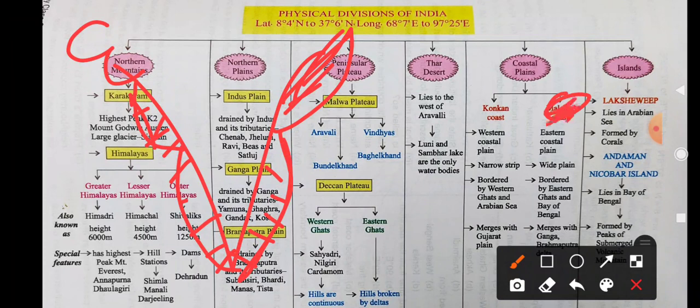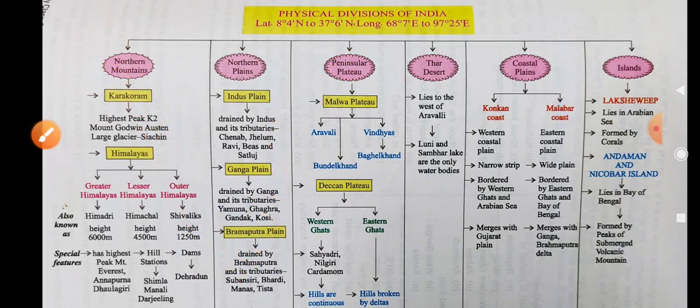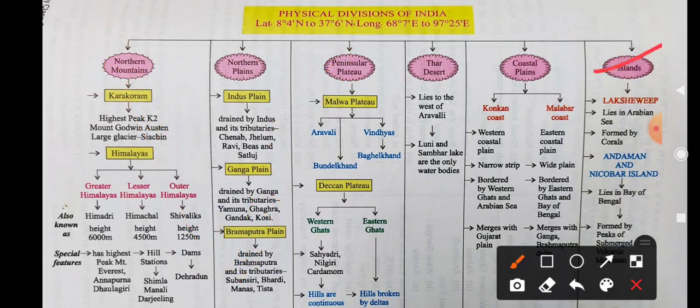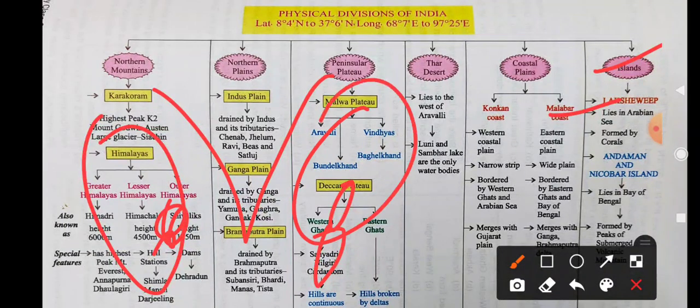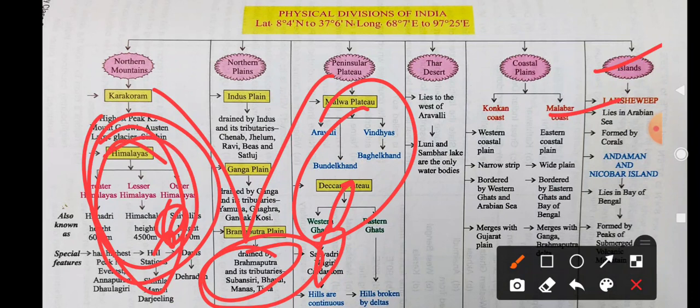Then the last one is the islands. Here there are Lakshadweep and here Andaman and Nicobar. These are also part of India. Lakshadweep lies in the Arabian Sea. Here it is the Arabian Sea, here it is the Bay of Bengal, and here it is the Indian Ocean. So Lakshadweep is located in the Arabian Sea, and Andaman and Nicobar is located in the Bay of Bengal.